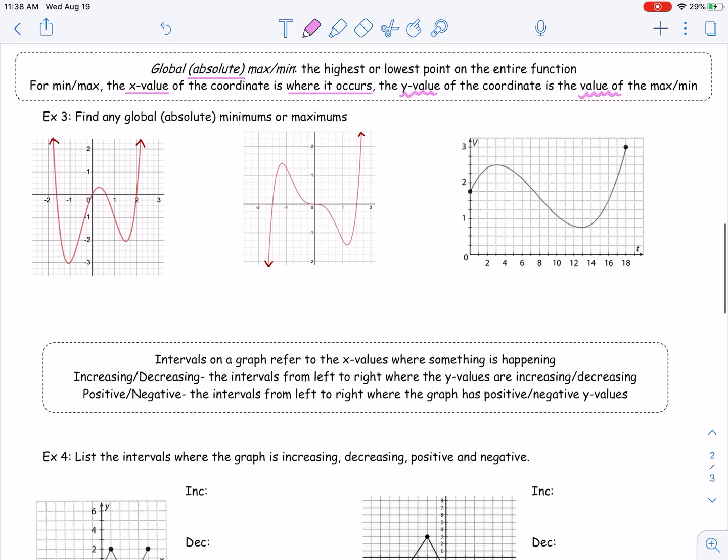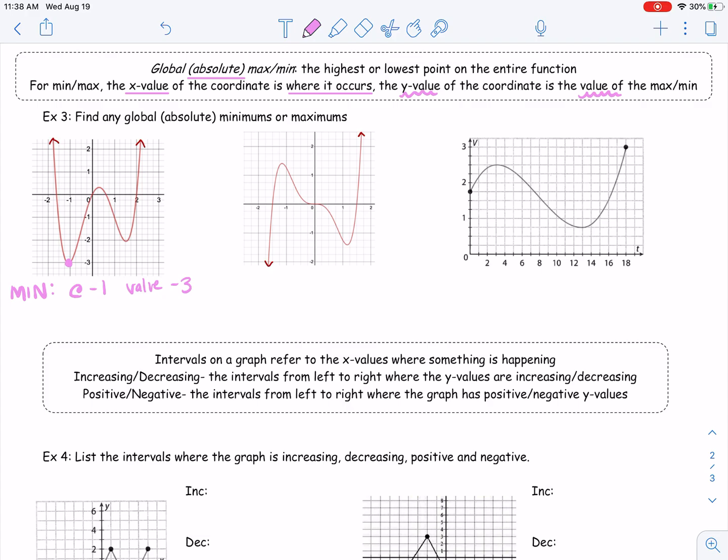So let's look at the first picture. Remember, absolute or global minimum is going to be the lowest of the lowest point on that entire graph. The global or the absolute maximum is going to be the absolute highest, the highest of the highest point of the entire graph. So for my minimum, it is located at the x value. Where is it located? Well, this is the lowest of the lowest point on this entire graph, and the x value is -1. The value of that minimum is the y value, and the y value is -3.